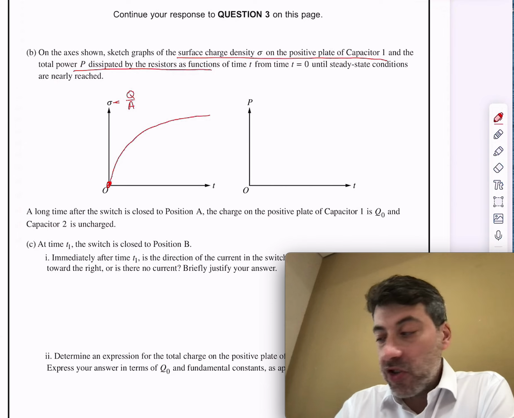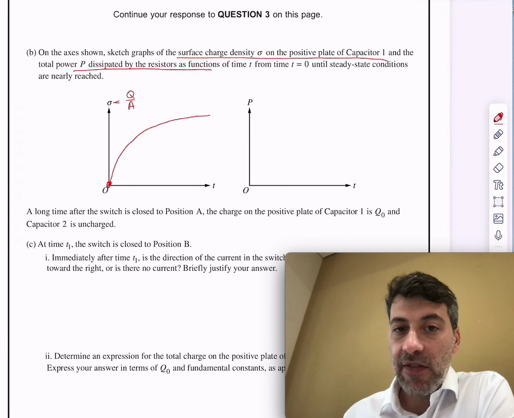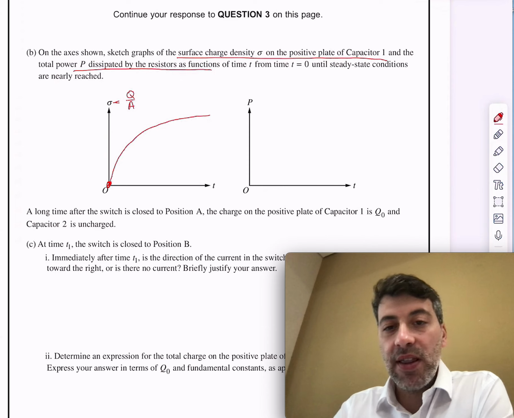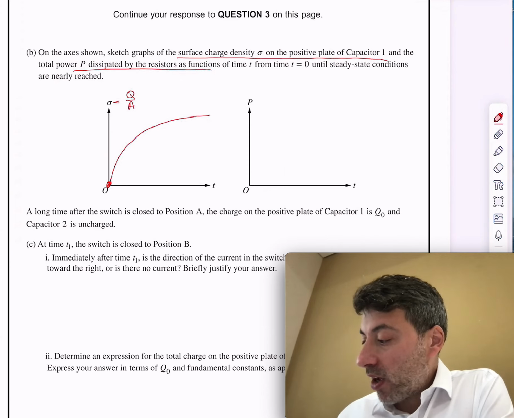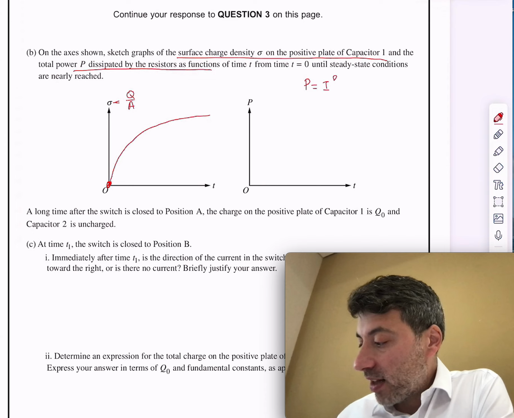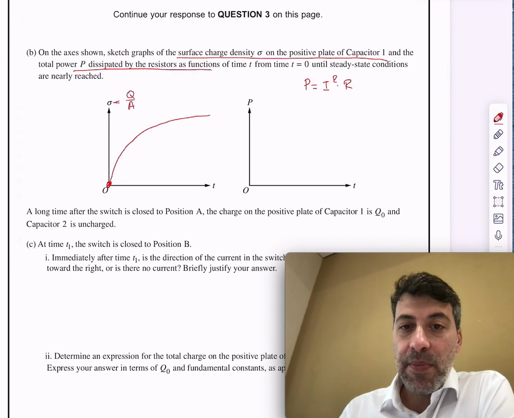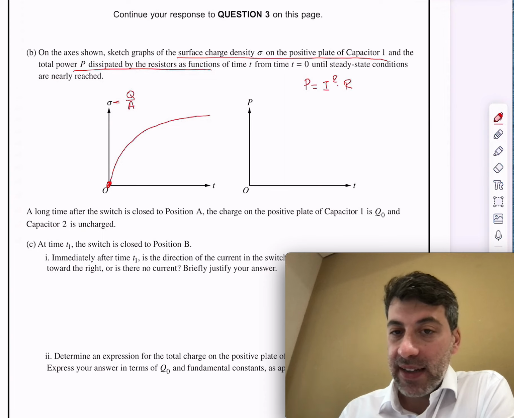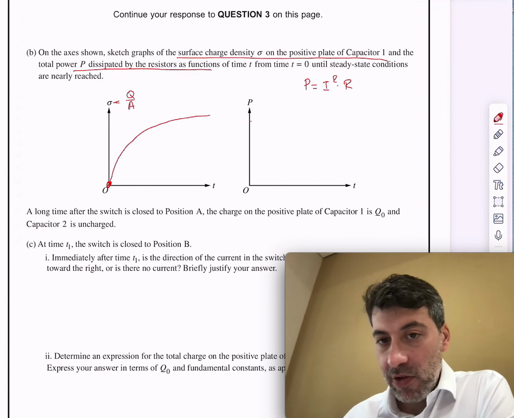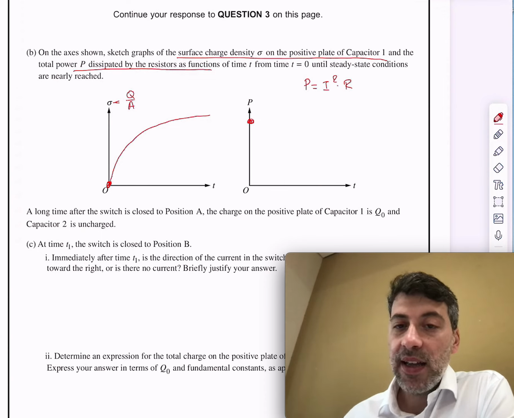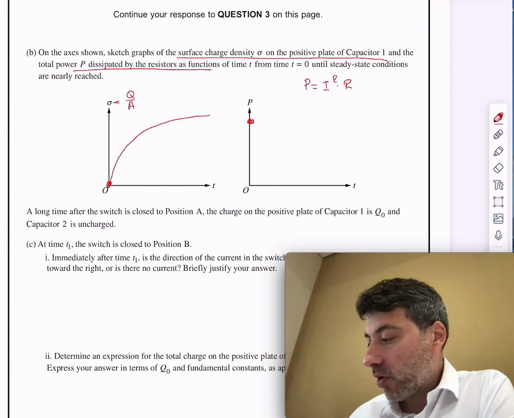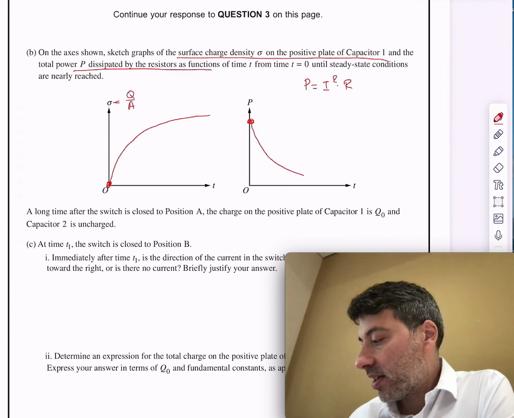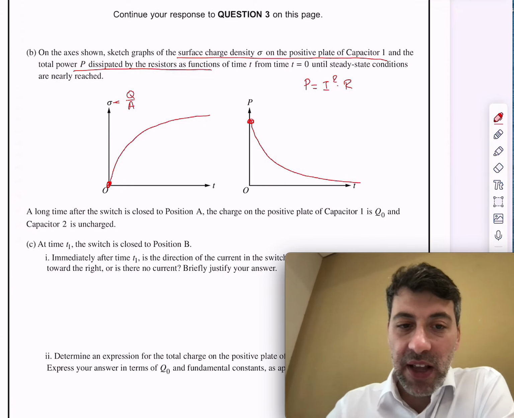For the same reasons, at the very start we have maximum current, and when the capacitor is fully charged, the current becomes 0. Since the power is current squared times R, the power depends on the current, and the current starts from a maximum value until, in the steady state condition, it becomes 0. So the current will decrease until it becomes 0, somehow like this.